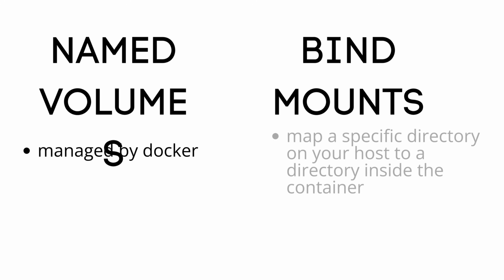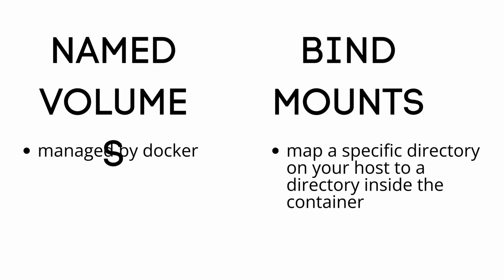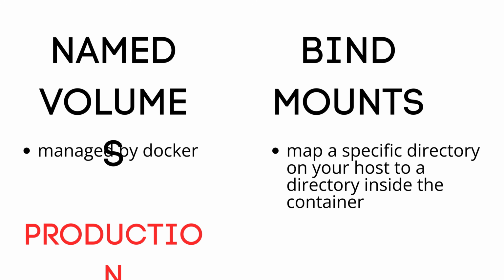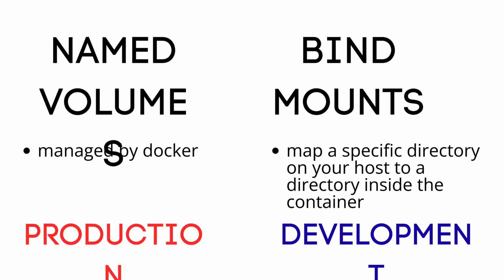A bind mount is when you map a specific directory on your host to a directory inside the container. This is awesome for development because changes you make on your machine show up instantly inside the container. So remember, named volumes are great for production where you want Docker to manage everything. Bind mounts are perfect for local development where you need live updates.